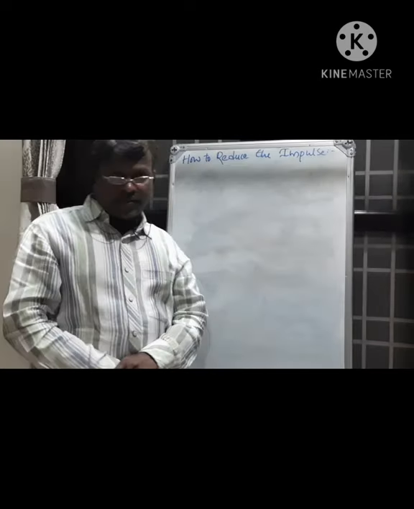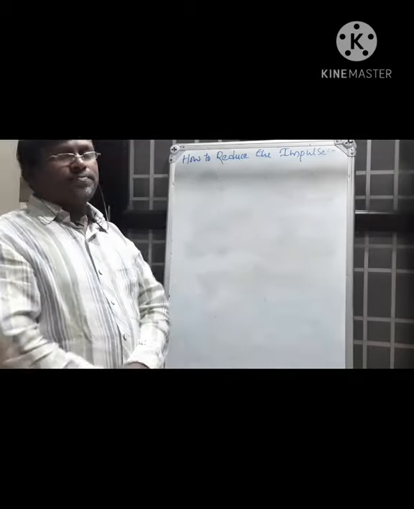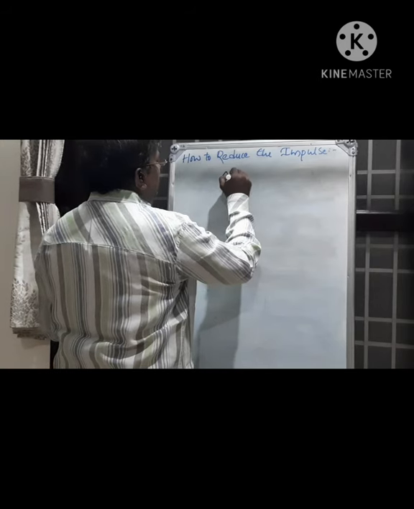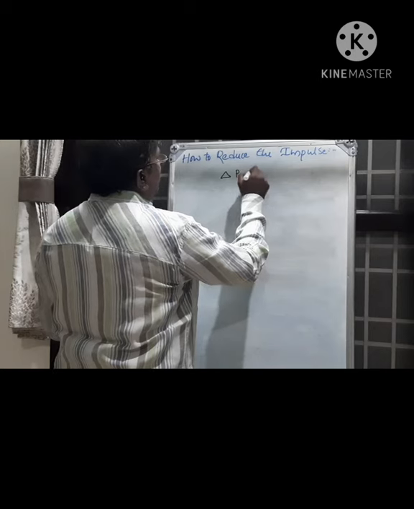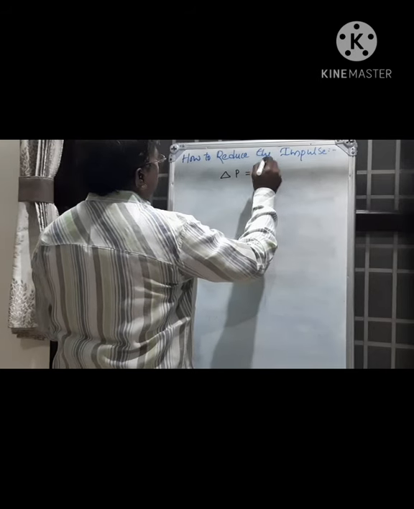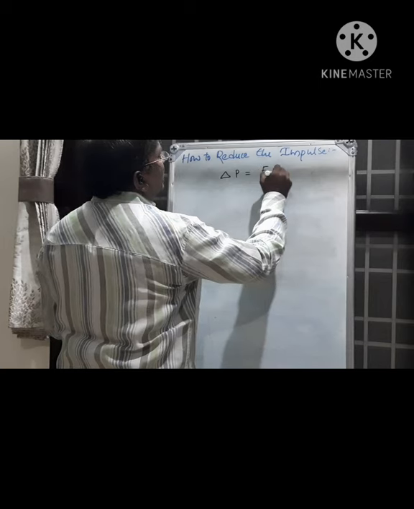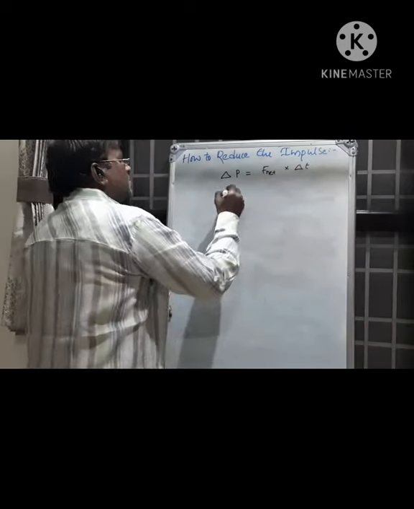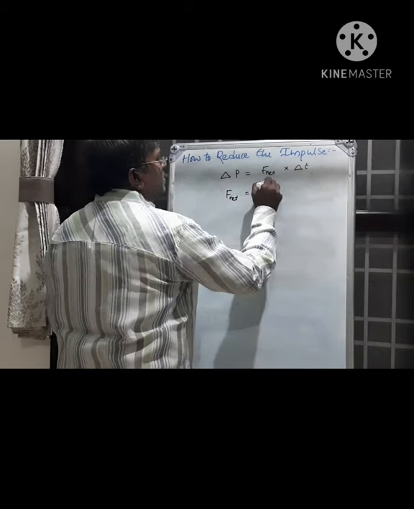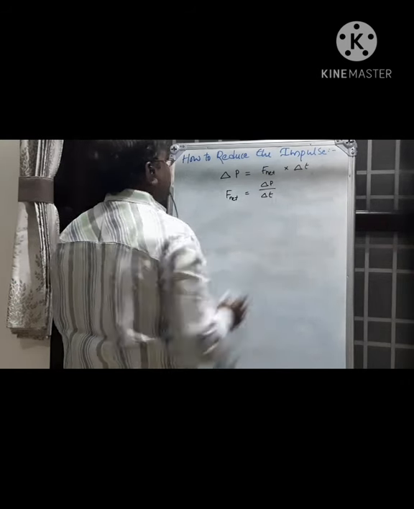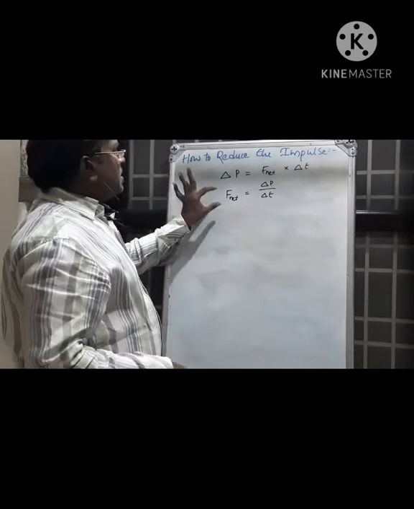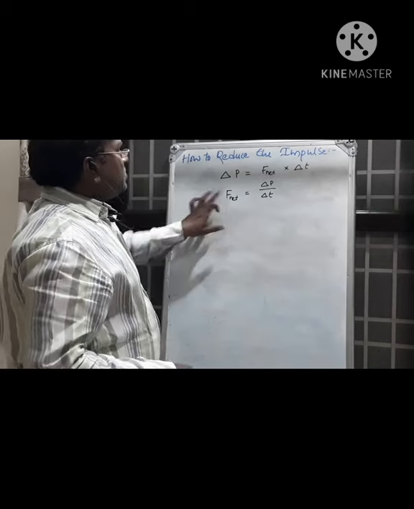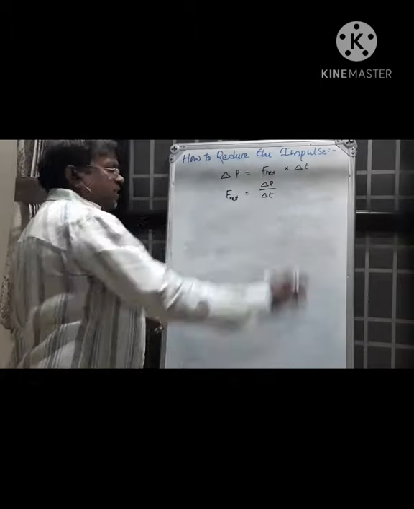Then what are the ways? Let us see the ways to reduce the impulse. As per the definition of the impulse, delta P is equal to F net into delta T, or F net is equal to delta P by delta T. This is the force exerted on the body for a short duration. See, here F net is equal to delta P by delta T.